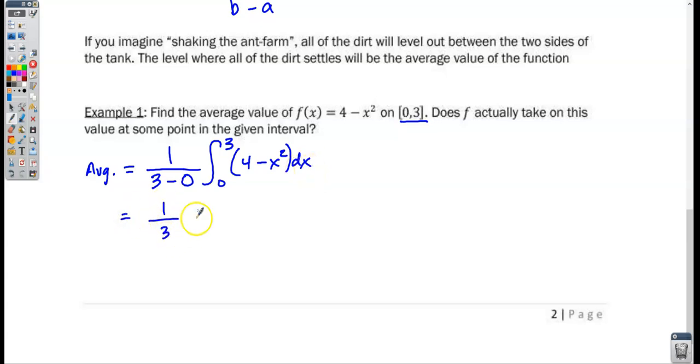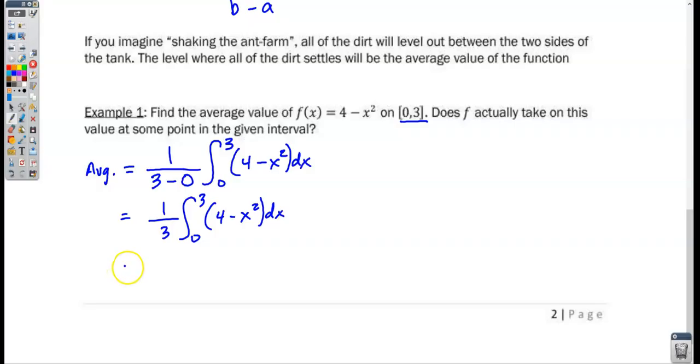Now this is equal to 1/3 times the integral from 0 to 3 of 4 minus x squared. And at this point, this is an integral that I can take by hand, and in this unit we're going to do a lot of taking integrals. Sometimes we'll take them by hand, sometimes we'll take them using our calculator, sometimes I'll specify. If I specify, use the method that I tell you. If I don't specify, then really this is your choice.